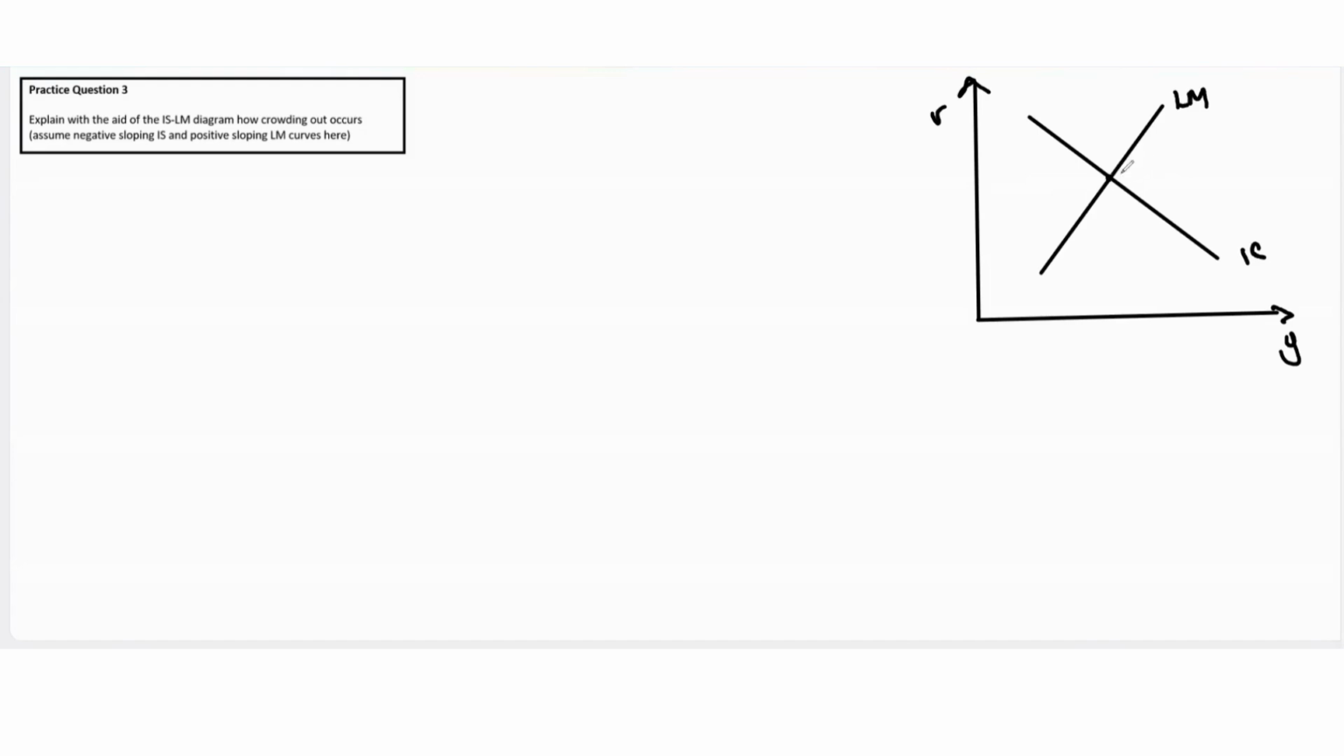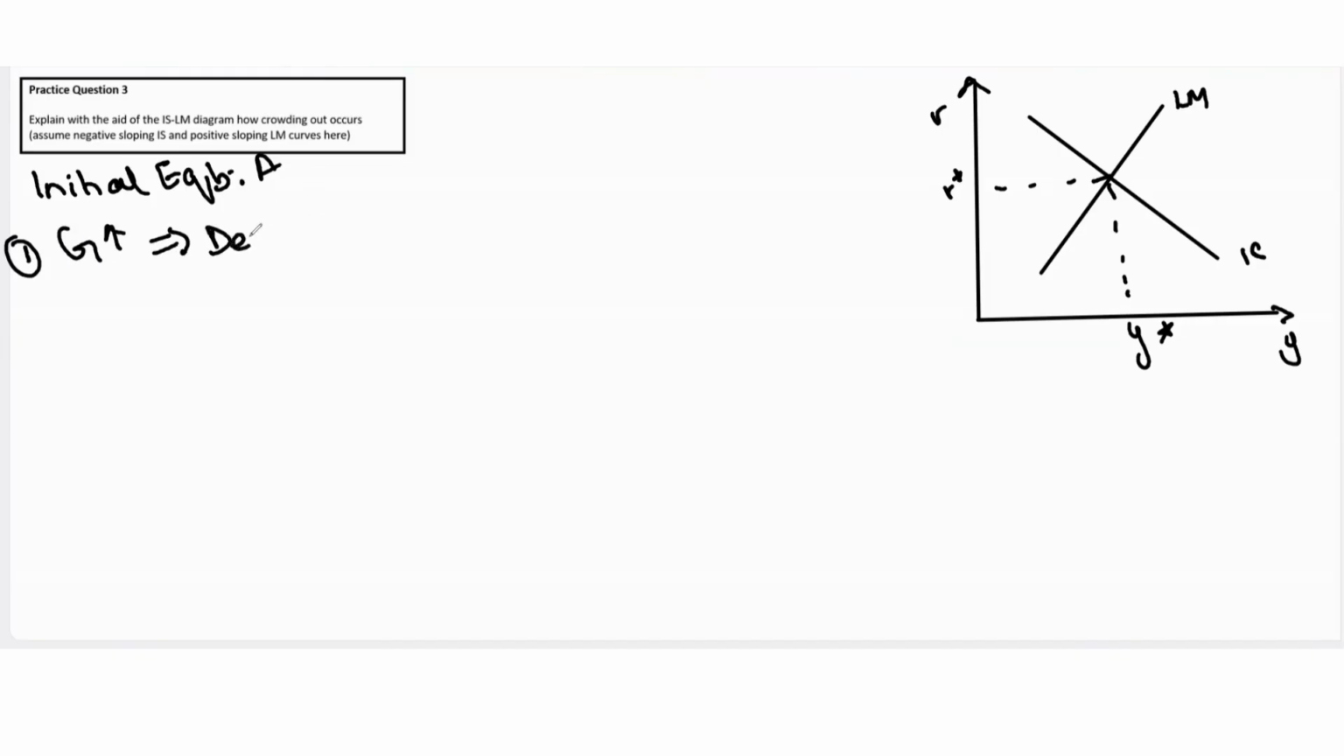This is our initial equilibrium at A, where the interest rate is R star and output is Y star. Let's do it step by step. The initial equilibrium is at A. The first thing that happens is G increases.